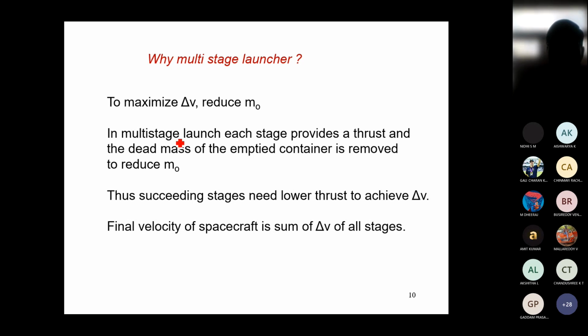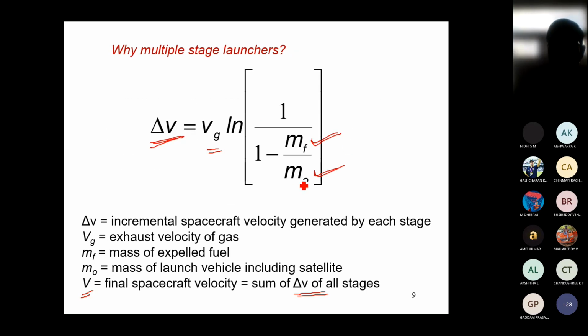So this is what I have explained. In order to maximize del V, that means in order to increase the change in velocity, reduce m0. That is what we had seen. I told you that m0 is the mass of the launch vehicle, which is reducing stage by stage, because the parts of the satellite will be removed. So as the parts of the satellite are removed, the total weight of the satellite also reduces. So that is the objective.